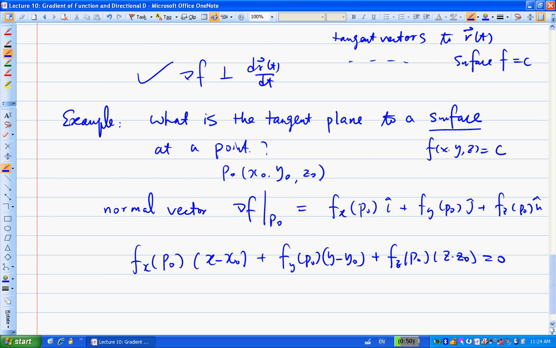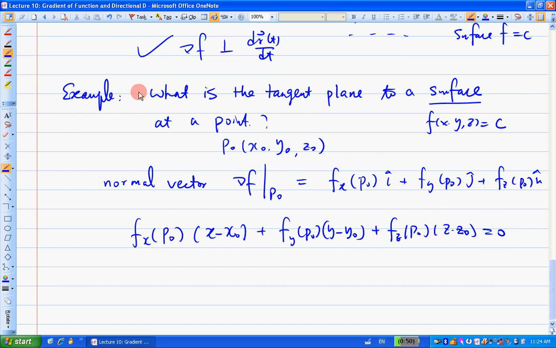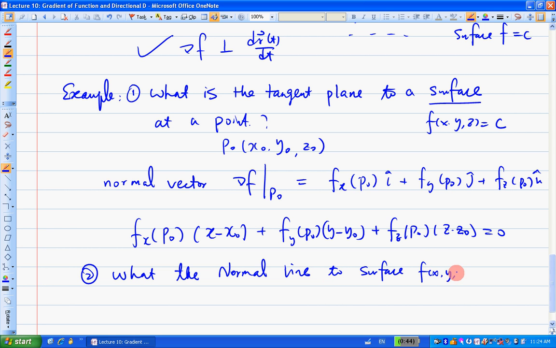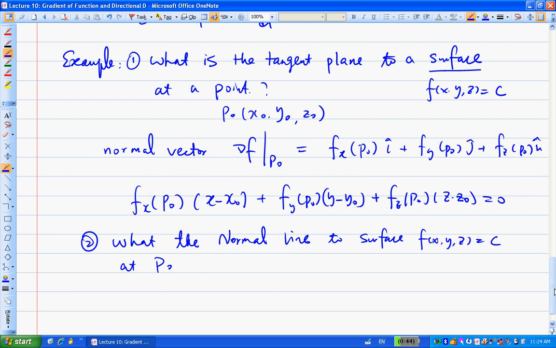Any questions? So this is one application here, right? How about the next natural question here? What is the normal line to the surface at the point P naught? Right, that's another easy question you can solve right here.